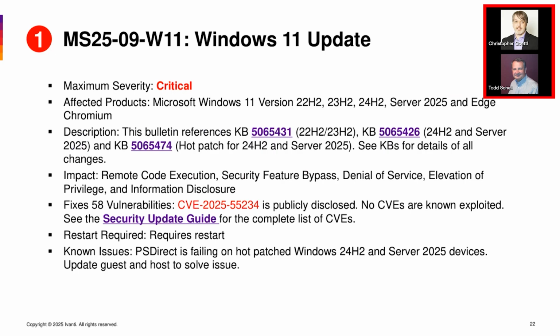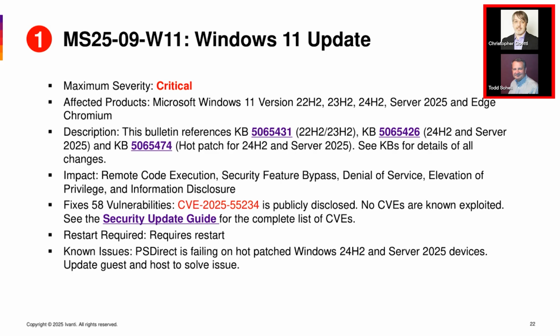Getting into the Microsoft releases for the month, we did see, obviously, the Windows 11 update. They addressed 58 vulnerabilities. The one I have highlighted in here is the one Chris talked about earlier, the 55.234, related to the SMB vulnerability, which is publicly disclosed. So I did have it highlighted in here. I also quoted the various KB articles.